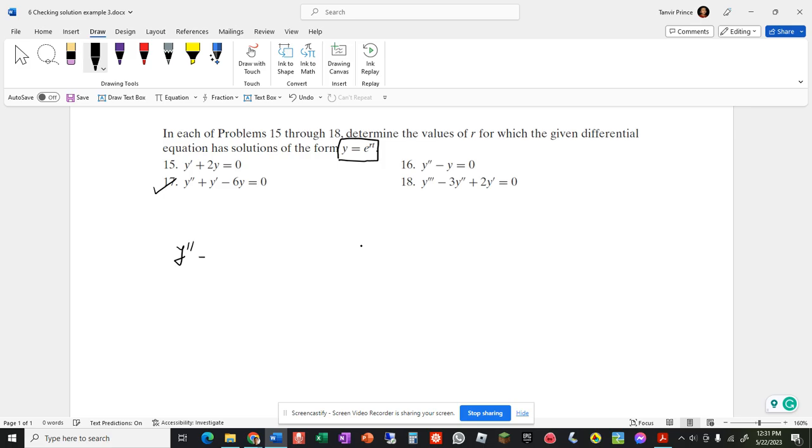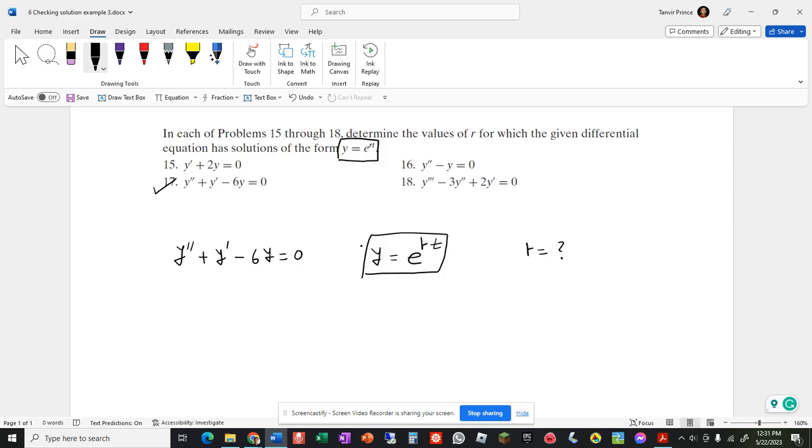y double prime plus y prime minus 6y equal to 0. And the question asks you for which number r y equal to e to the rt is a solution. So r is the unknown number and our goal is to find r. Is there such a number r so that e to the rt is a solution of this differential equation? Maybe, maybe not. Let's try. So all you have to do is substitute this y equal to e to the rt into this differential equation and try to figure out your r.